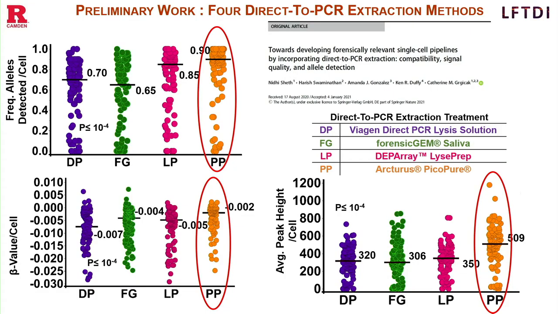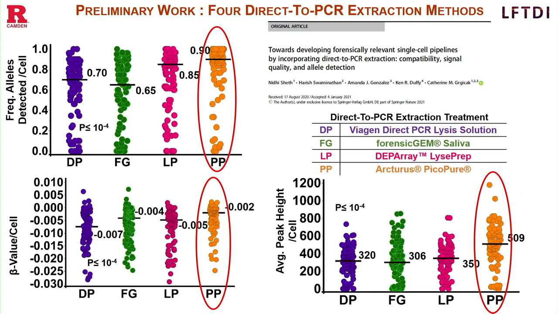Looking at the data through the 4 direct-to-PCR extraction kits, we found that PicoPure extraction worked the best for our lab when combined with Global Filer and 3500 CE, and they were analyzed through OSIRIS. Now, these samples were epithelial cells, saliva samples that were manually picked.